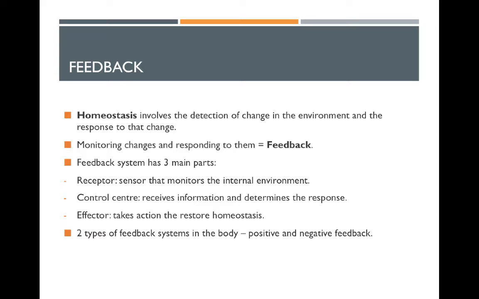So the feedback system has three main parts. There's the receptor, which is the sensor that monitors the internal environment. They're generally some sort of nerves. The control center receives information from our sensory messengers and decides on a response. And then, generally the brain sends a message to the effector that says, do this to help our body balance out and restore homeostasis. So there's two different types of feedback systems in our bodies, positive feedback and negative feedback.